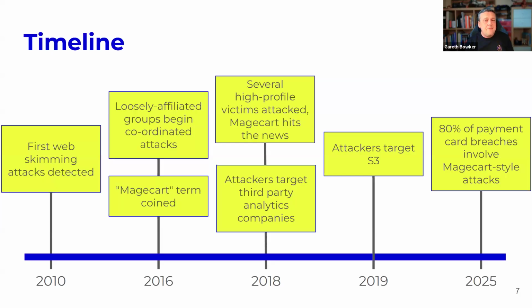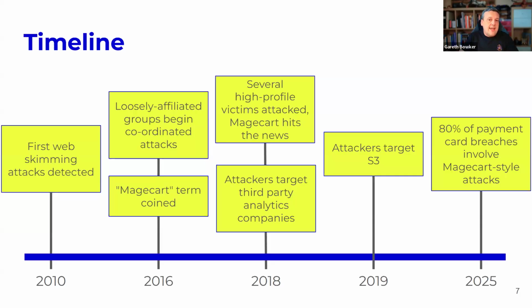In 2019, attackers shifted a little bit. They started targeting things like Amazon S3 buckets, particularly ones that were misconfigured. And there were some automated attacks here that compromised somewhere in the region of 17,000 domains. So again, it was quite a big shift and a ramping up.